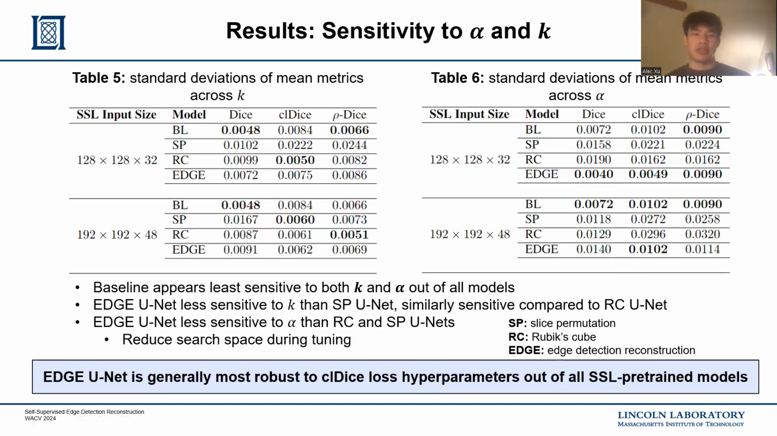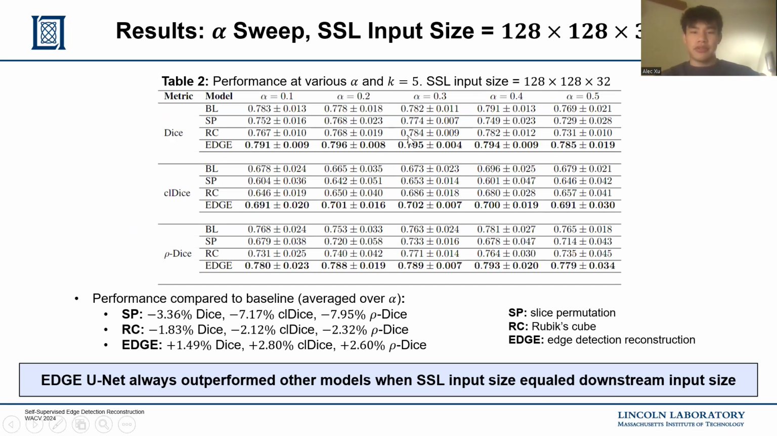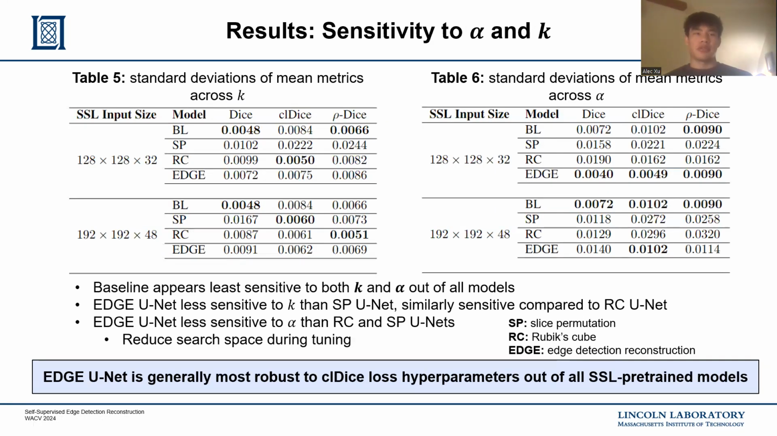And finally, here are some results on how sensitive each of the models are to the different hyperparameters. And so the entries in this table are the standard deviations of the mean metrics across the different hyperparameters. For example, this top right subtable here, we took the mean values across alpha and then computed the standard deviations of them. And so a lower standard deviation would indicate that the model is less sensitive or more robust to the choice of hyperparameters. And so out of all the SSL pre-trained models, it seems like the edge unit was generally the most robust to the choices of both alpha and k.